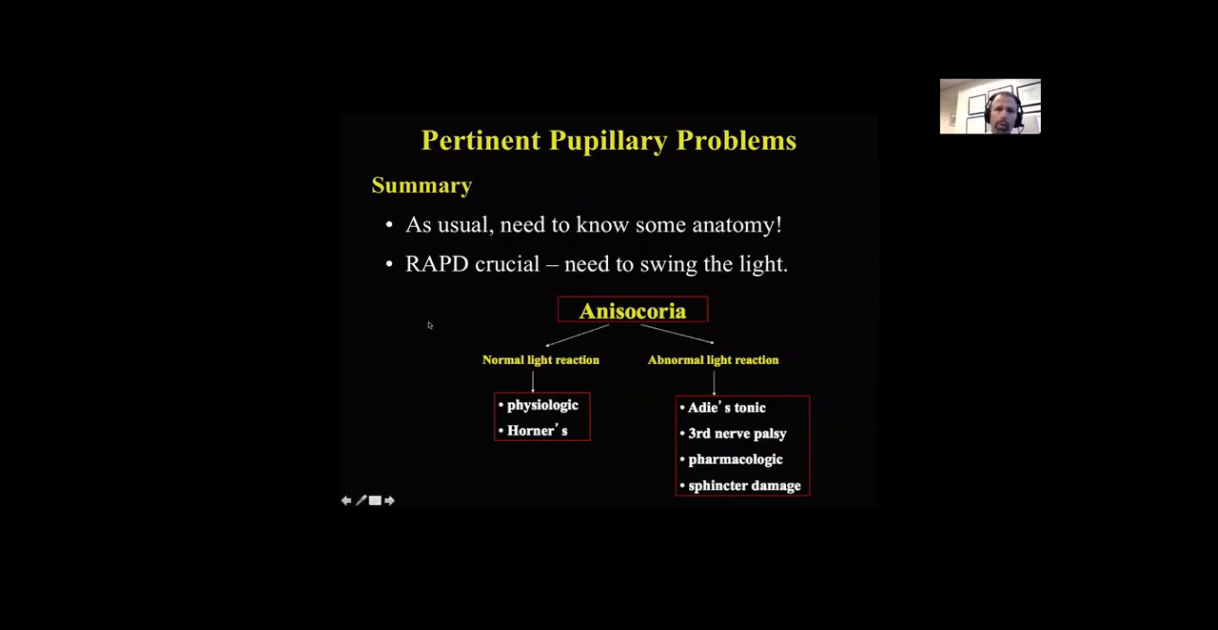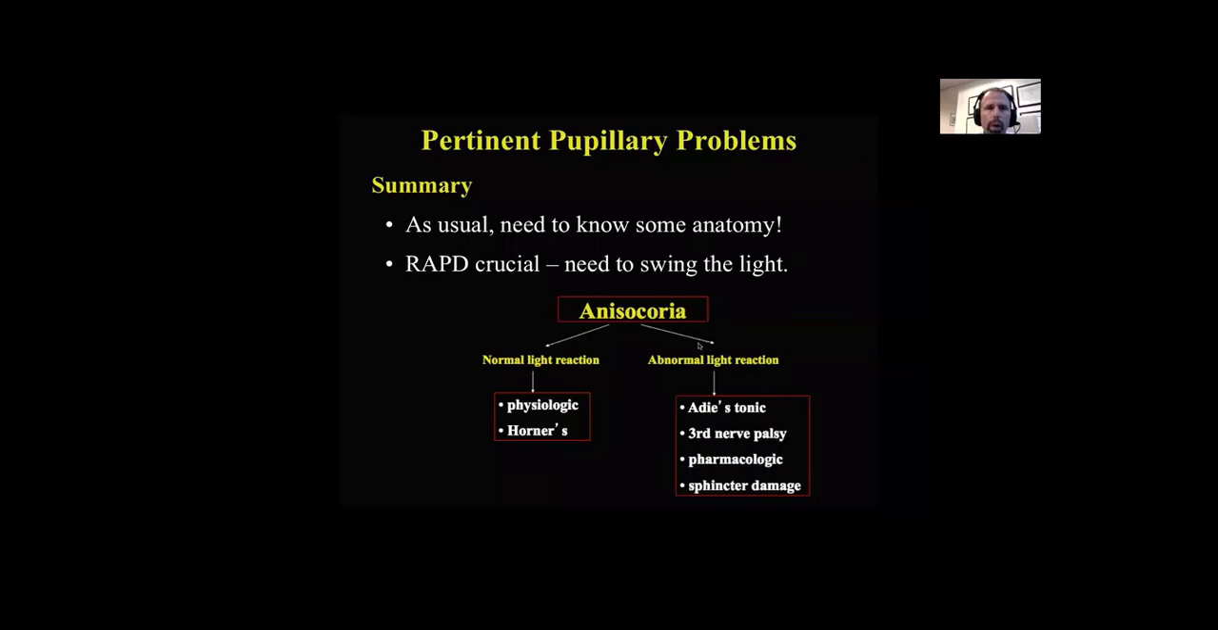Should you always use white light? The answer is I always use white light, never some other color. Do we see an RAPD in albinism? I don't believe so, although I don't see lots of albinism, as I mentioned, unless, of course, there's some reason to have an optic neuropathy.